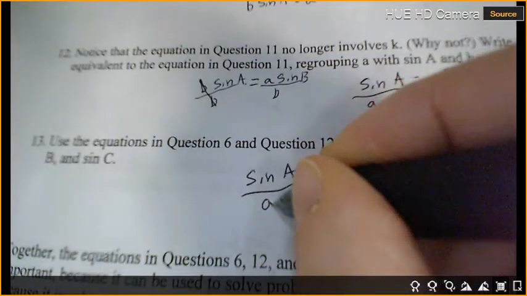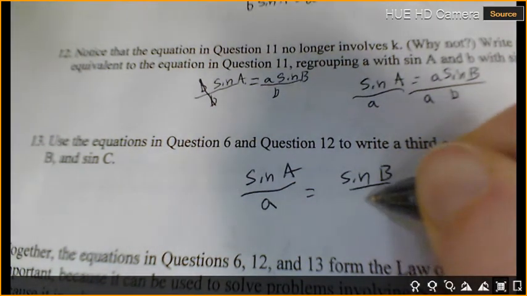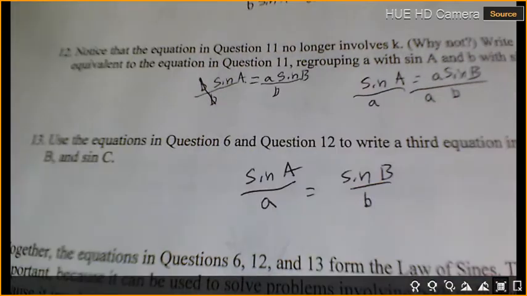Sine A over little a equals sine B over little b. The little ones should be on the bottom. The little ones are the sides. The big ones are the angles. Little ones are the sides. Big ones are the angles.